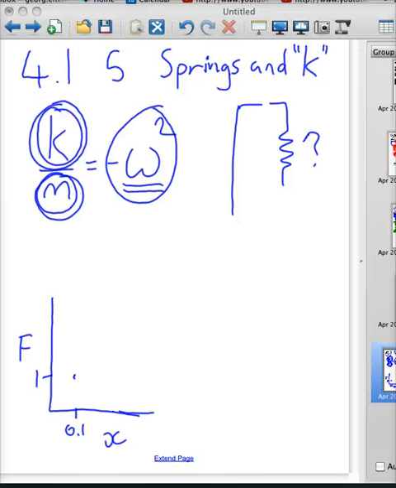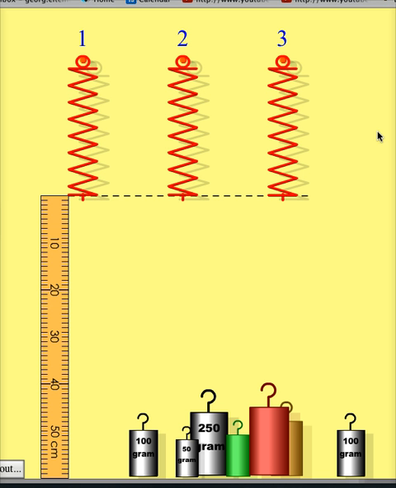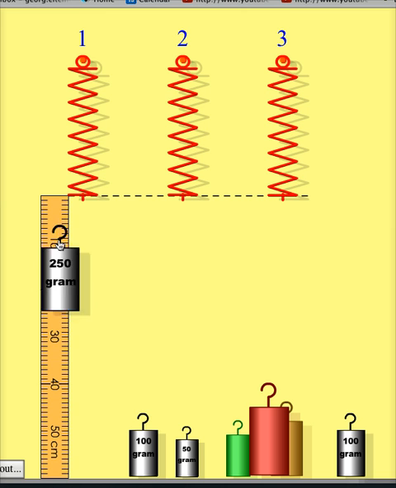Okay, well I couldn't make that work, but here we are. I've just put it here. So we still got our 1 newton force, and we've got our 0.1 displacement. So let's move on back to our spring thing here. Let's take the 250 gram mass.